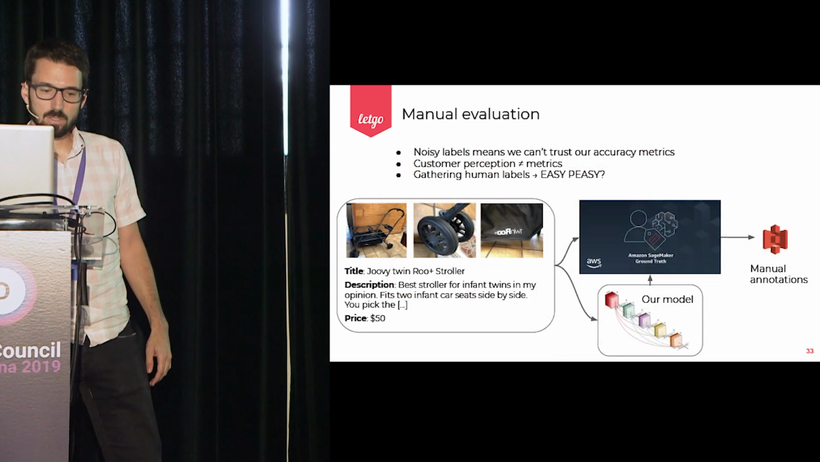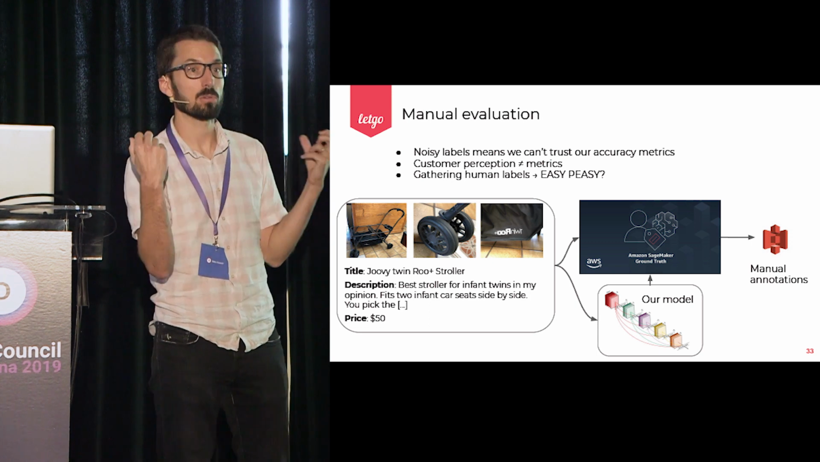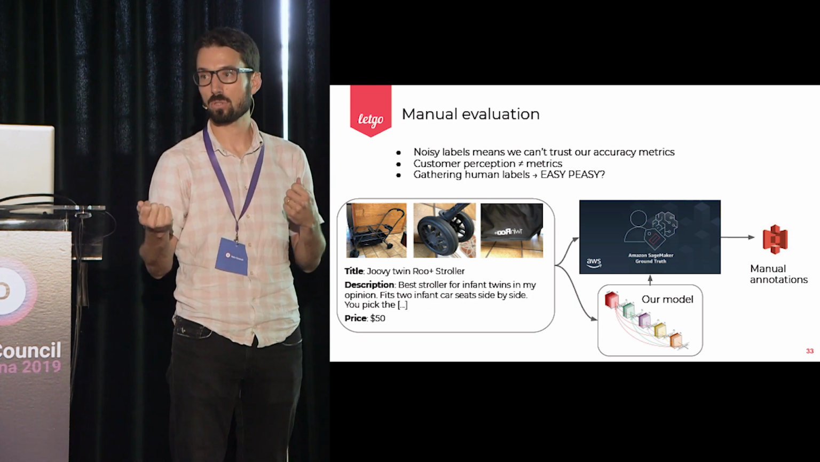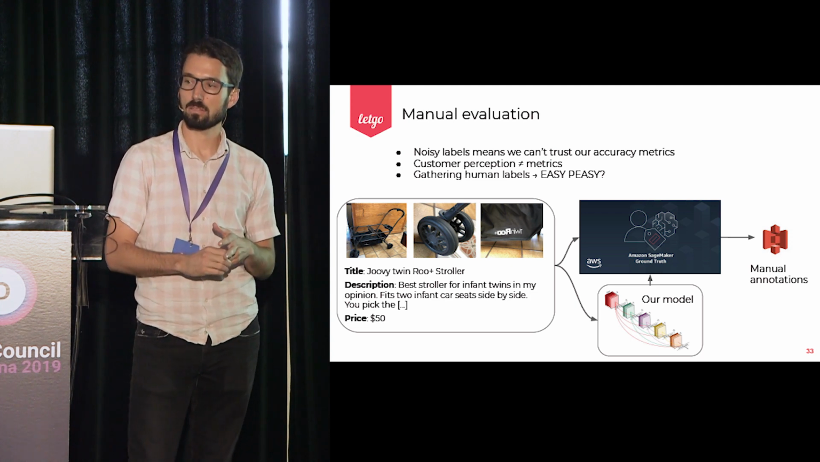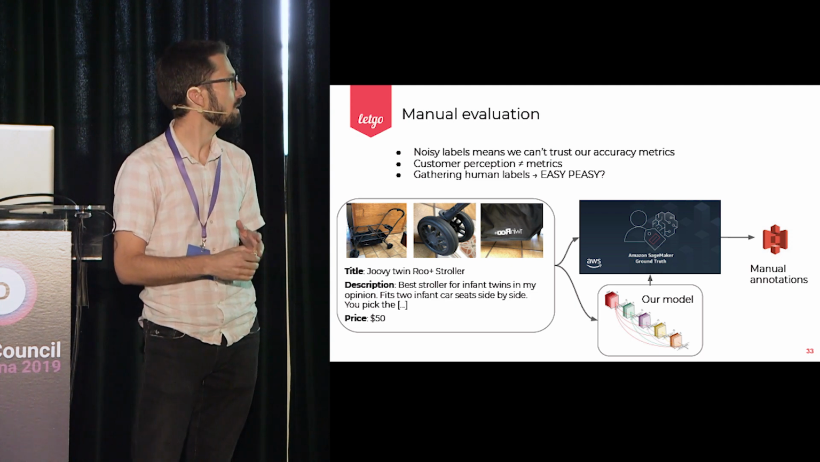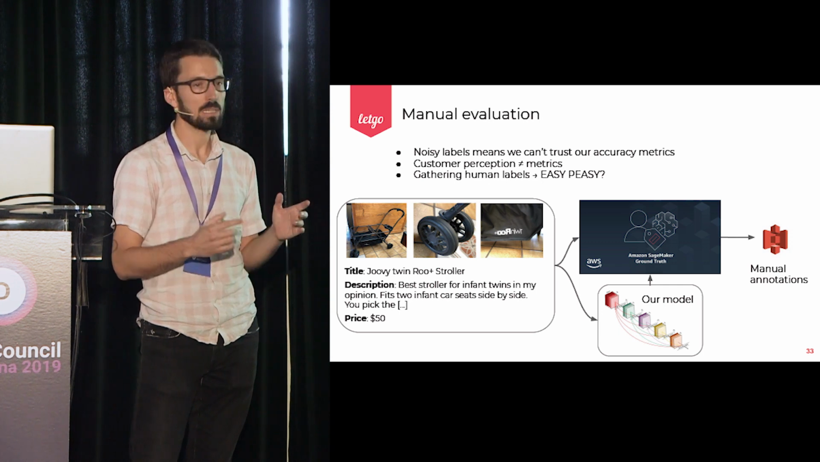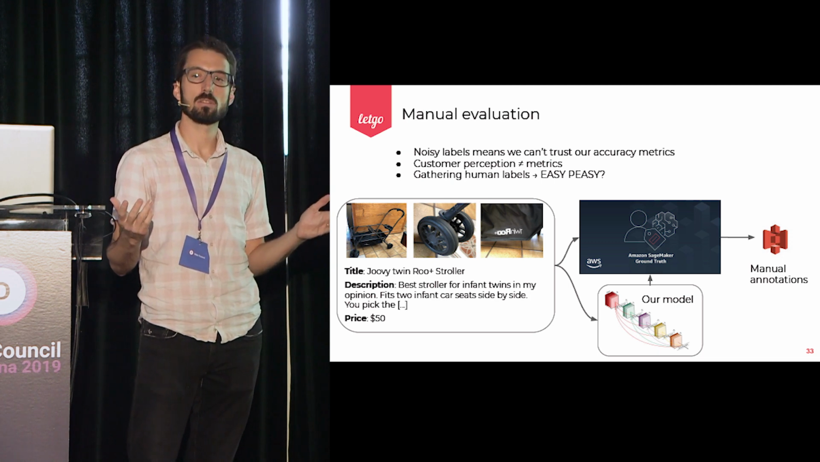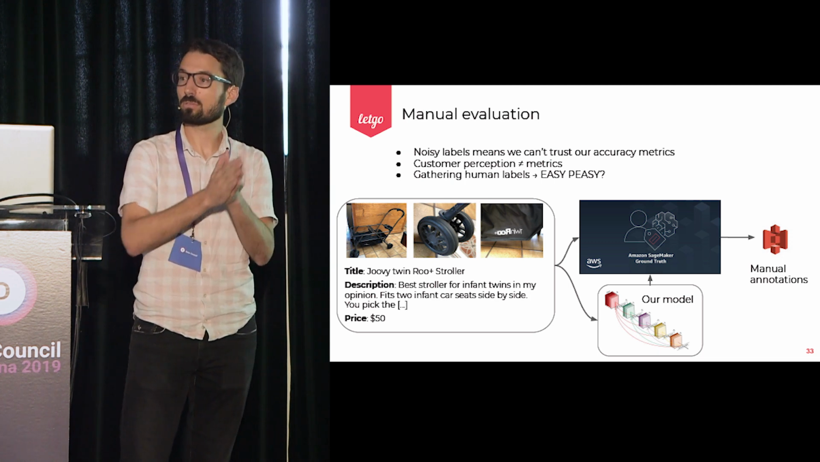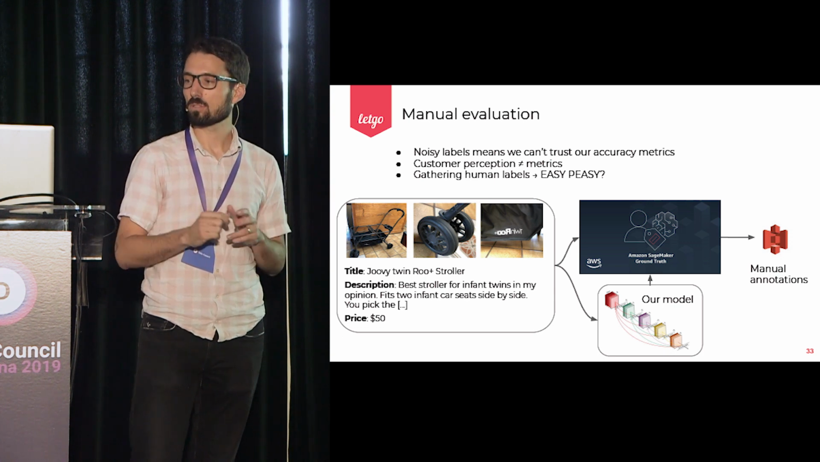So all of this evaluation so far has been done with the noisy labels, the labels that we gathered from the user implicit feedback. Now what happens is that this has two problems. The first one is that noisy labels mean that we can't really trust our accuracy metrics, right? So when it tells us it's 80% accurate, it's 80% accurate relative to a label that may be 90% wrong, okay? So that's a problem.